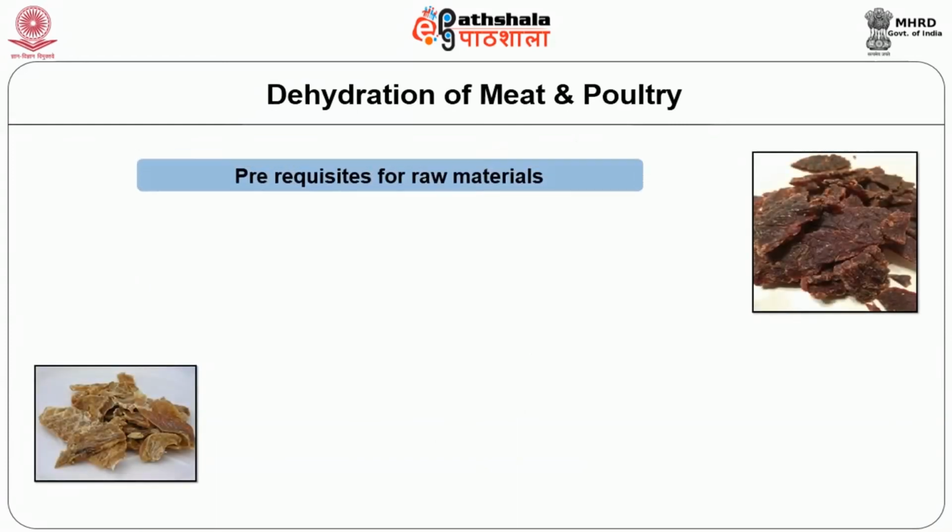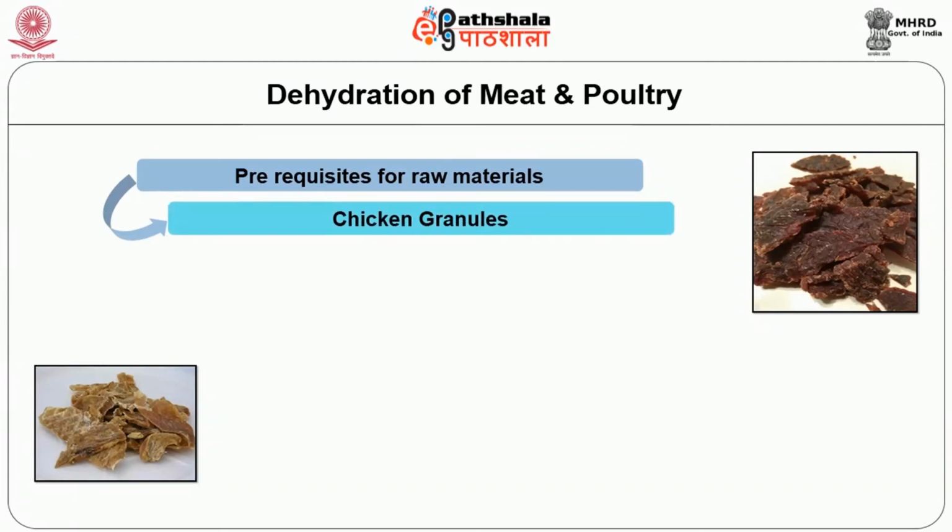Prerequisites for raw materials would include the meat from goat, cow or poultry, brought in a cleaned, eviscerated and deboned condition in fresh or frozen forms. The first product is chicken granules, where the cleaned and eviscerated poultry is completely thawed and pressure cooked in autoclaves, where they are emptied into punched steel containers at 5.5 atmospheric pressure until bones and flesh separate freely.